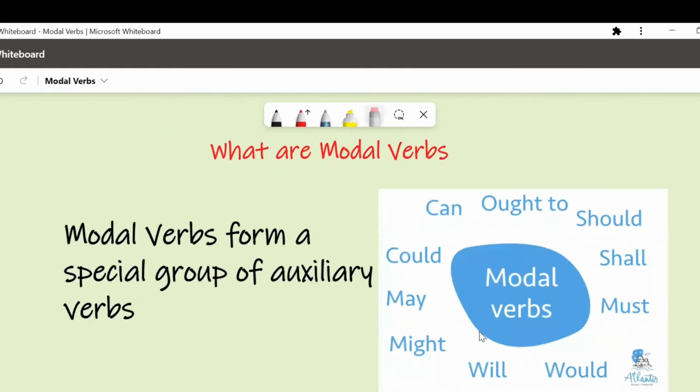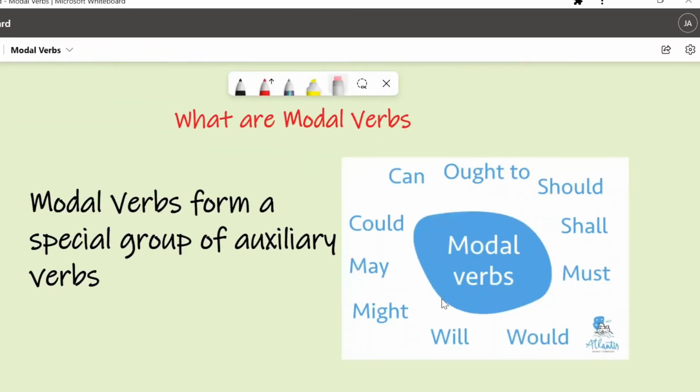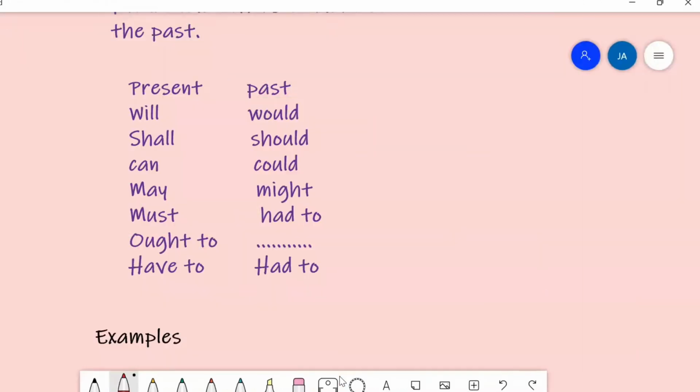First of all, what are modal verbs? Modal verbs in English are a special group of auxiliary verbs, that is to say, they are helping verbs. They cannot stand alone in a sentence and they must be followed by other verbs to complete the meaning and the form of the sentence. Like what? Let's go and see the different forms of these verbs.